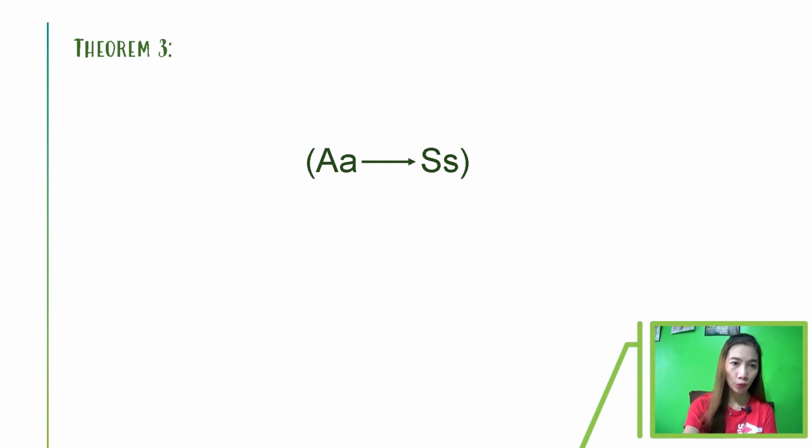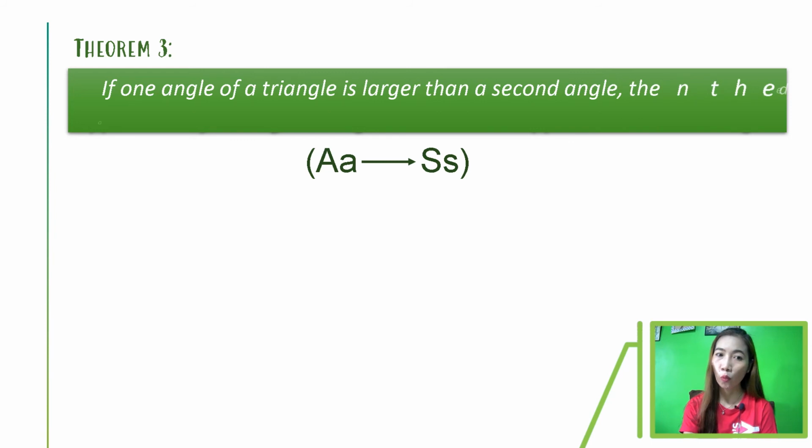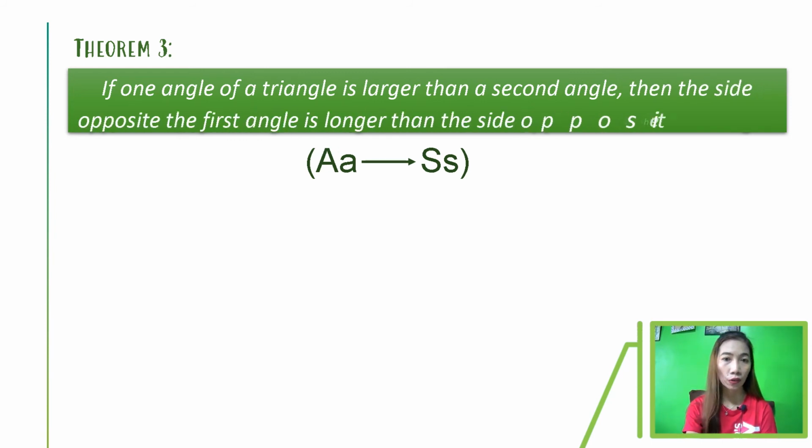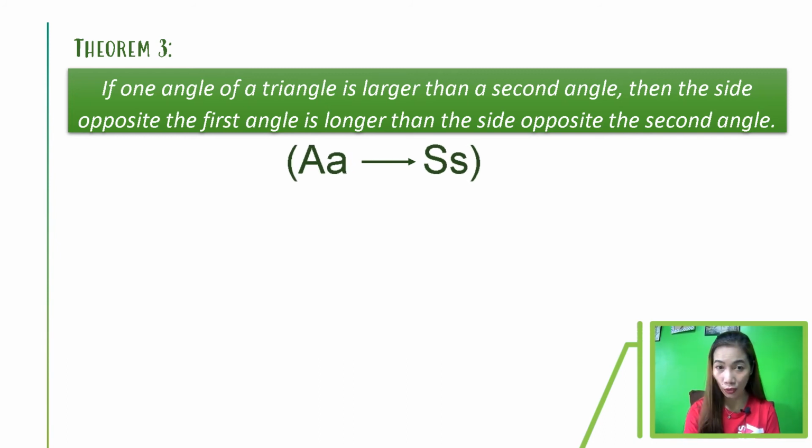Okay, for the third theorem. The third theorem states that if one angle of a triangle is larger than a second angle, then the side opposite the first angle is longer than the side opposite the second angle. So, dito sa theorem number 3, ang reference naman natin is the given angle. And from that given angle, madidetermine nyo na nasaan ang shortest saka longest side. Okay? So, let's have the illustration for this one.